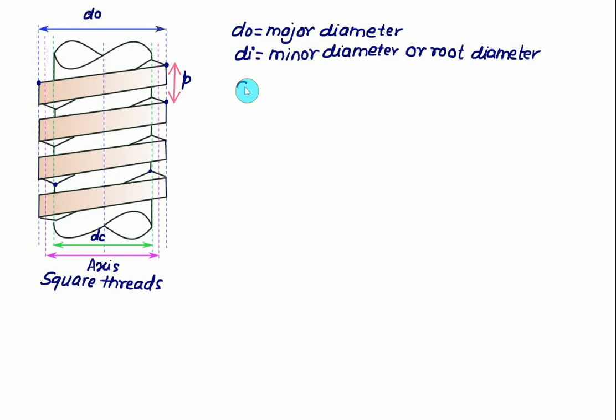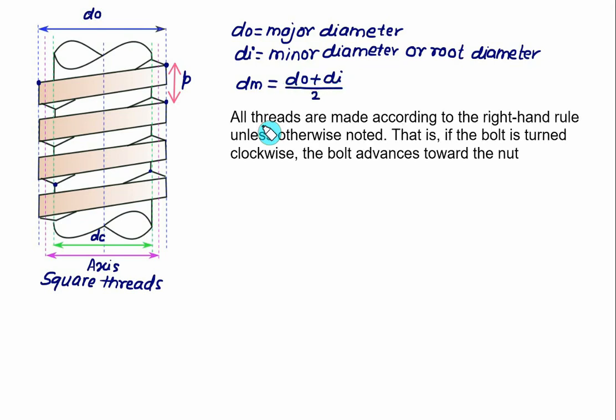Then we have the mean diameter. Mean diameter is represented by this line, and it is given as DO plus DI, that is, the outer diameter plus inner diameter, divided by 2. The thread can be right hand or left hand, but by default they are always right hand. So all threads are made according to the right hand rule unless otherwise noted. That is, if the bolt is turned clockwise, the bolt advances towards the nut. That is called the right hand rule.